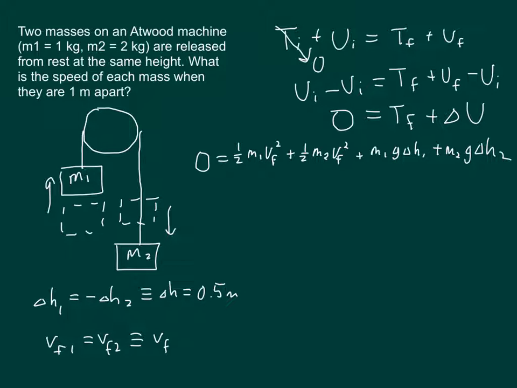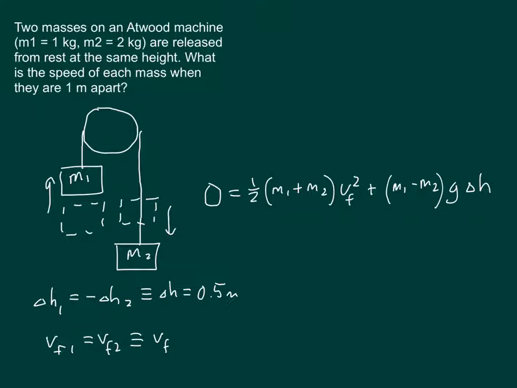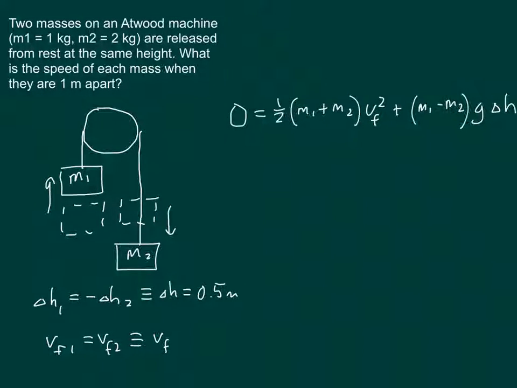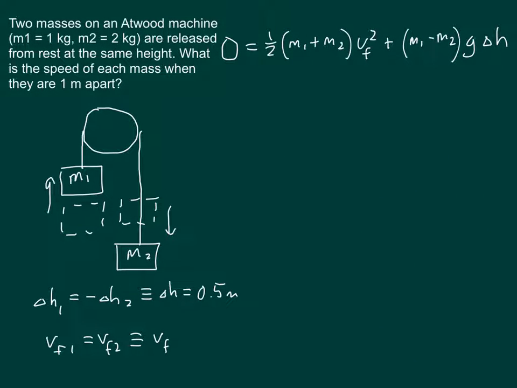All right, so now we could use this relationship between delta H1 and delta H2. Plug that in and rearrange, group some like terms here a little bit. And so you can see we have just one term for the kinetic energy of both masses and one term for the gravitational potential energy of both masses. All right, so now we're at a point where we've got an equation with the thing we want to solve for, v sub f, but there's a lot of other stuff going on in this equation. We have to isolate v sub f.